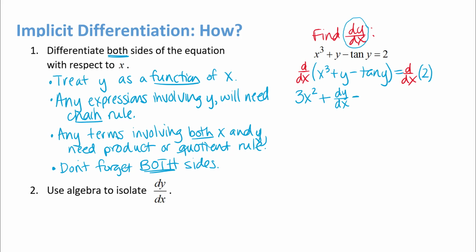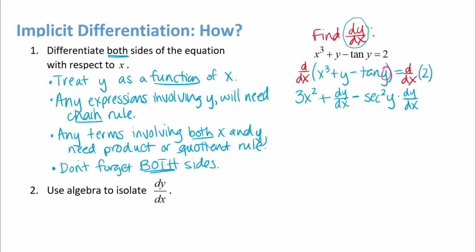Okay, the next term here, I've got a y, but that y is inside a tangent function. So when I differentiate that term, that's when I'm going to need to use chain rule. I start with the derivative of the outer function. The derivative of tangent is secant squared. Leave the inside alone, and then times the derivative of what's inside there, so times the derivative of y with respect to x. So I get this extra factor of dy dx.